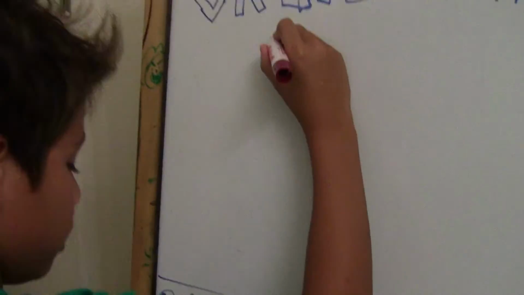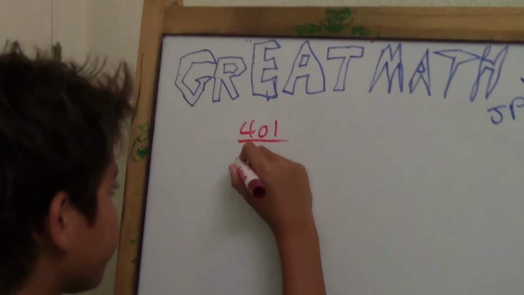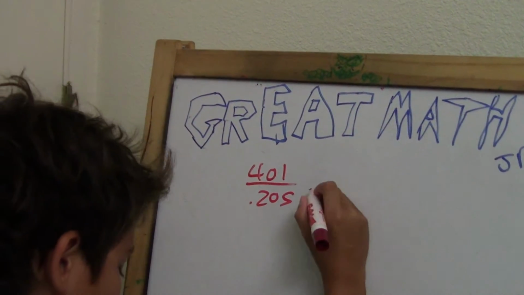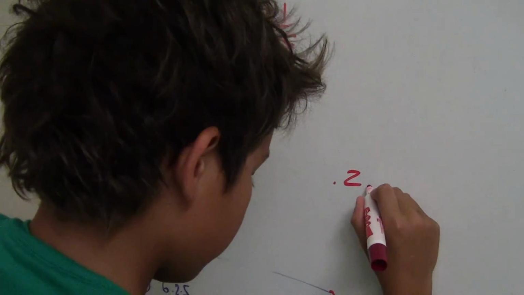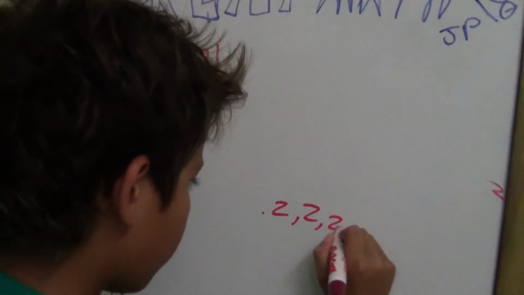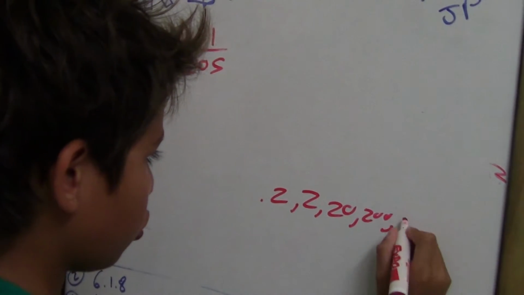The fraction 401 over 0.25 is closest to 0.2, 2, 20, 200, or 2,000.